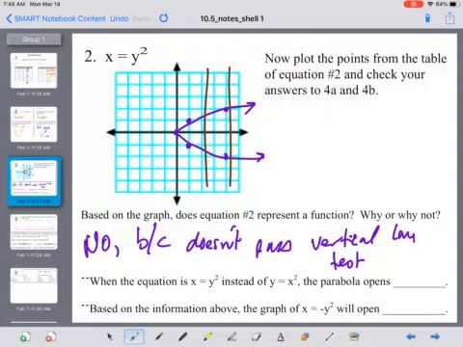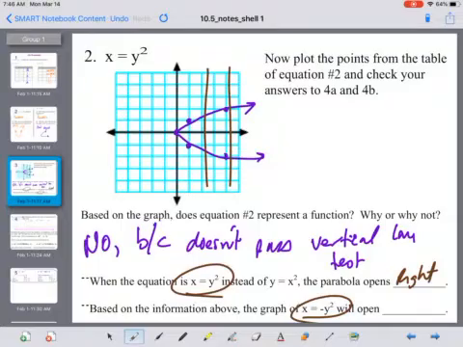So based on what we talked about here, when the equation is x equals y squared instead of y equals x squared, the graph is going to open up to the, just like we have above here, the right. The only thing that's different for this next equation, the graph of x equals negative y squared, is having that negative. That would make our graph open up to the left.